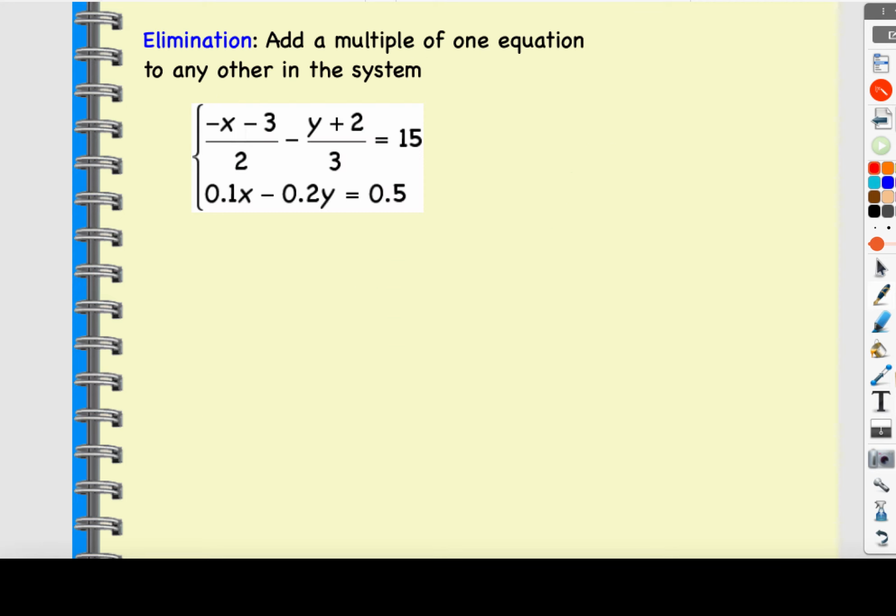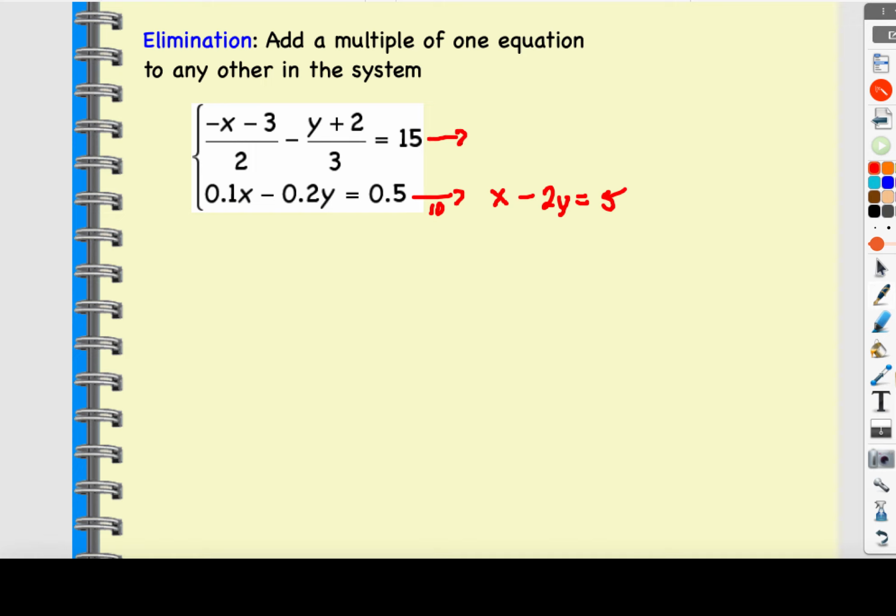One more good example of where we can use this, again, is solving kind of messier equations like this. Now, this one might not look very linear, but a good example of how we can sort of adjust equations. If I don't like the decimals in this second equation, why don't we just multiply the whole equation by 10? That would make this simply x minus 2y equals 5, right?